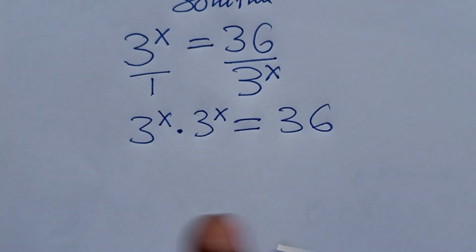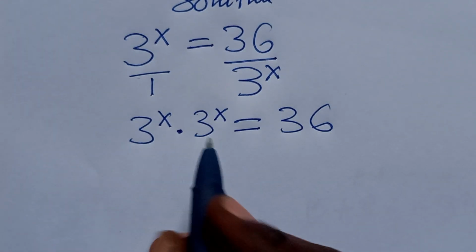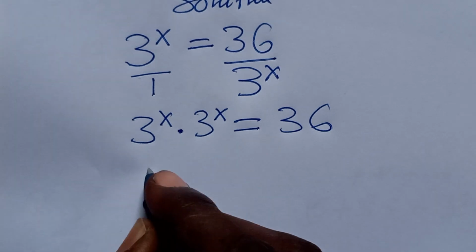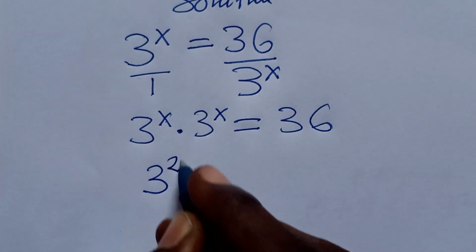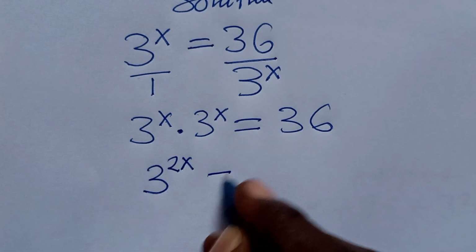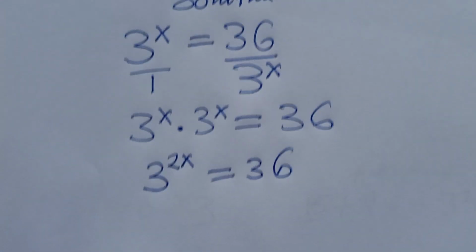And remember, when we have the same base and we are multiplying, we sum up our powers. That is, pick one of the bases and add the powers. So x plus x is 2x, equals 36. So this is what we are having.